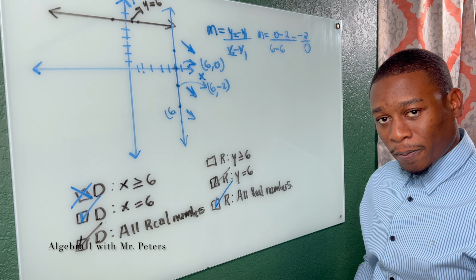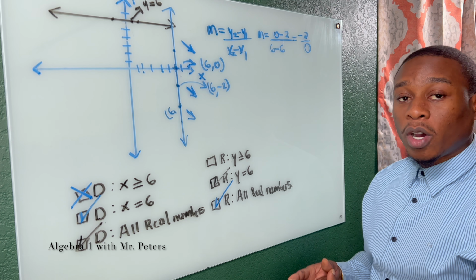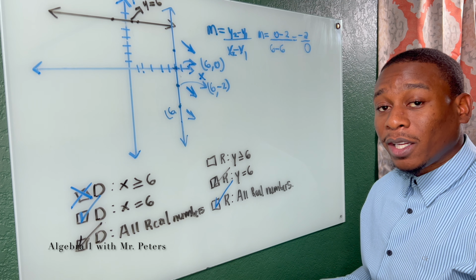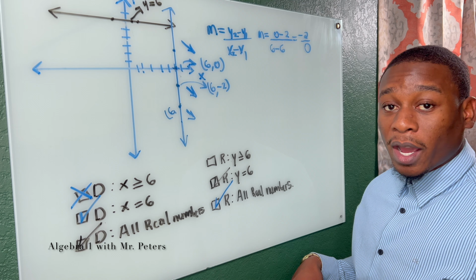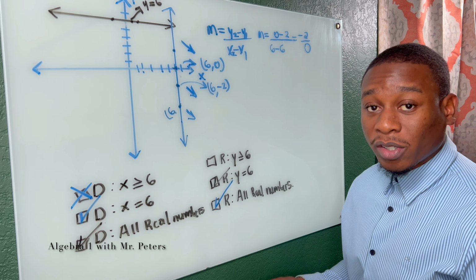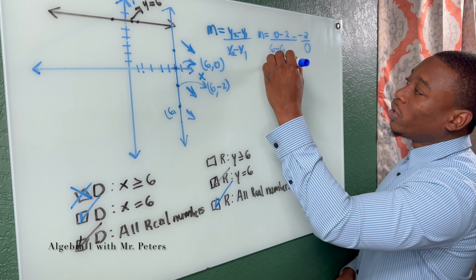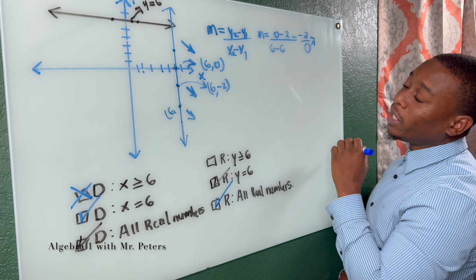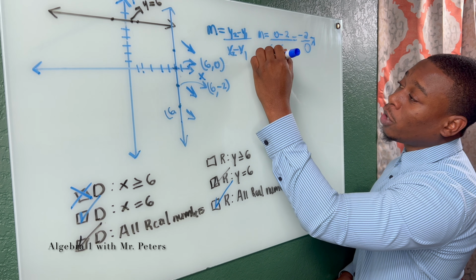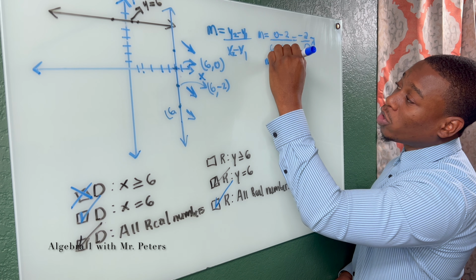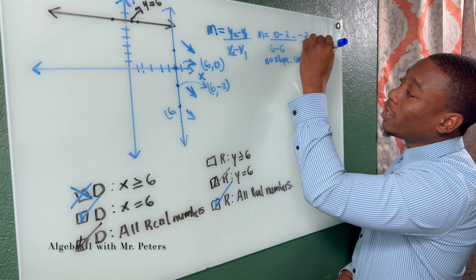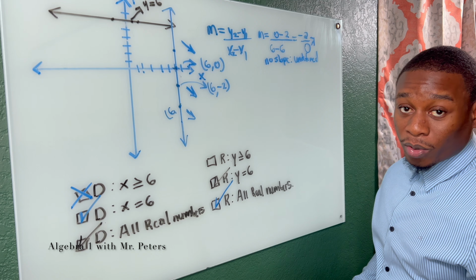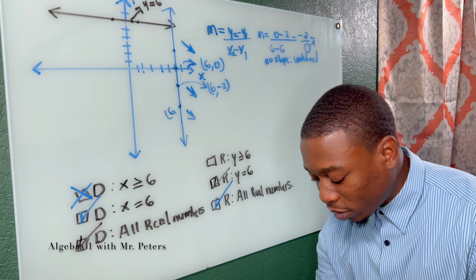So guys, this is what we call an undefined slope, meaning there is no slope at all. We cannot determine a slope. So when you see a 0 in the denominator, the bottom of our fraction, that means there is no slope, aka undefined. And that is different from the horizontal line.